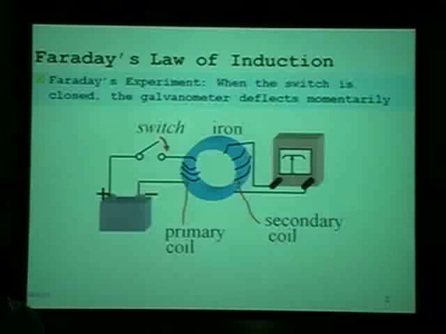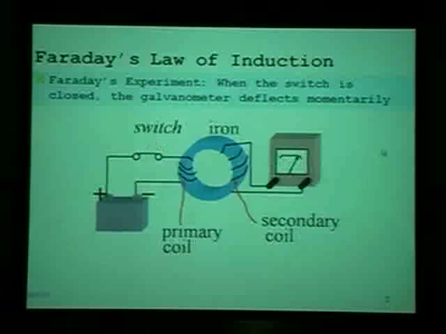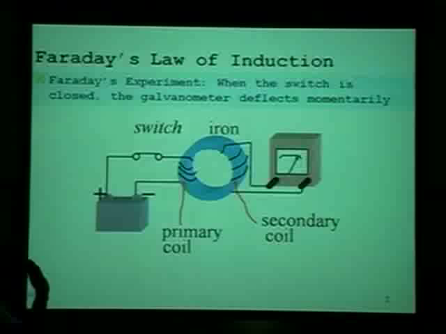But it's not a source of current itself. It's just a meter. And what we find is something very interesting. When I close the switch and I run the current into this coil over here, I find that this meter over here will deflect. Like that. But only momentarily. I close that switch, the meter over here deflects like this, and it comes back to zero.